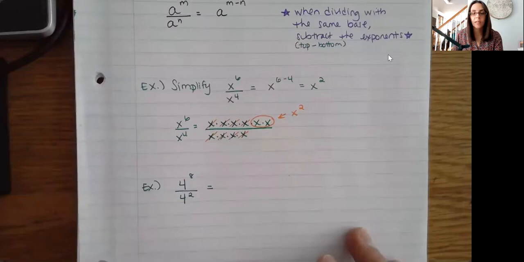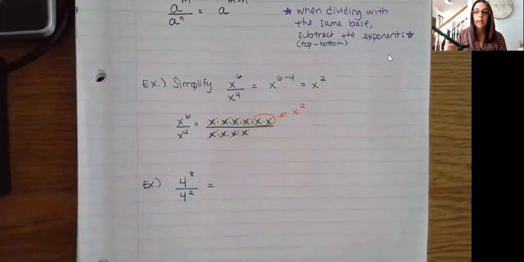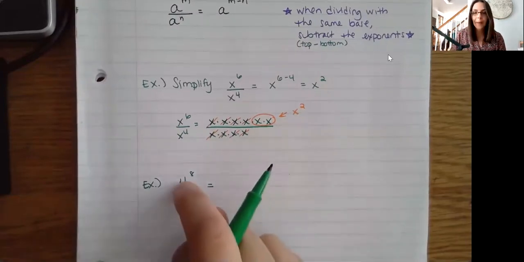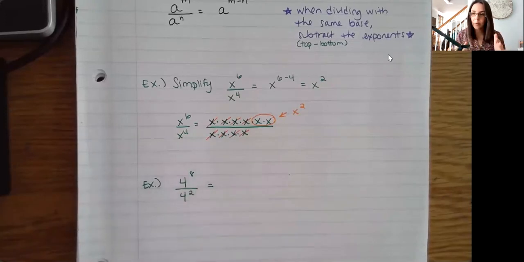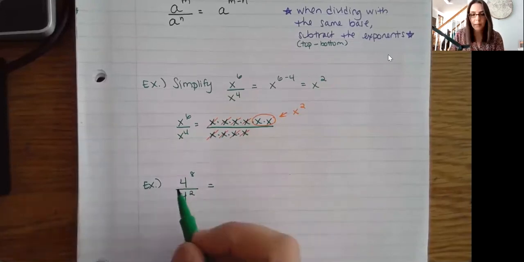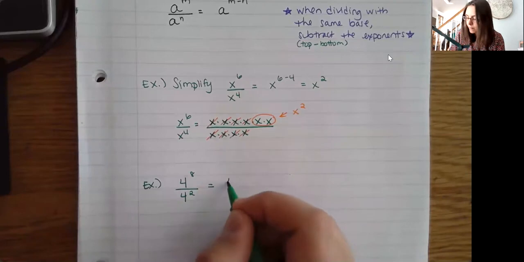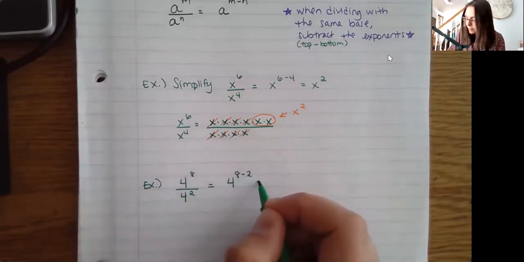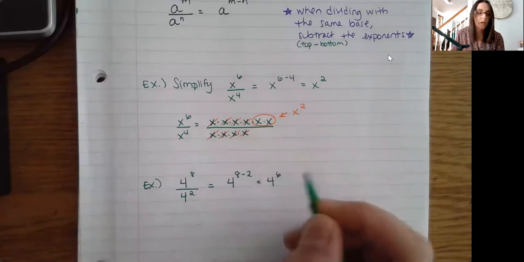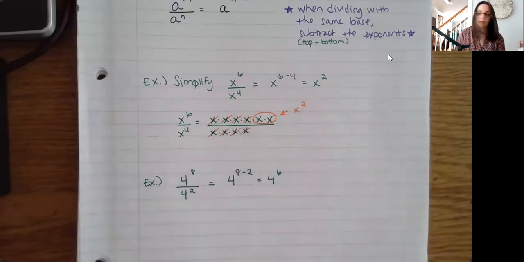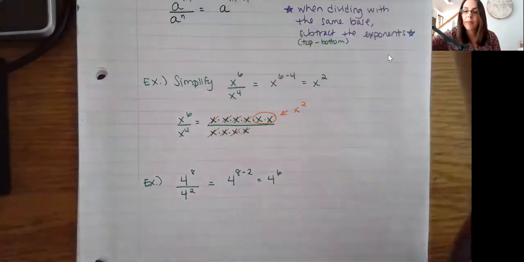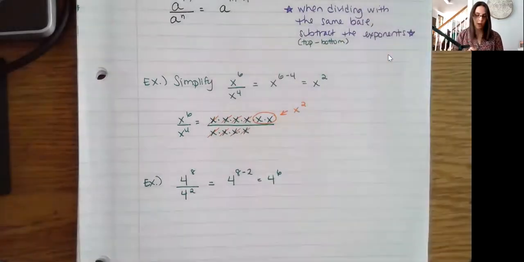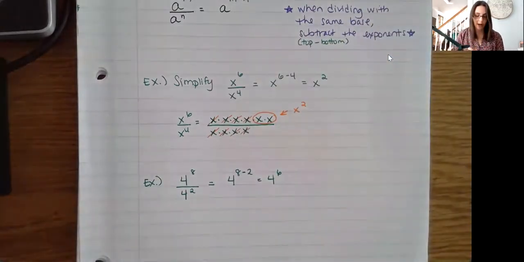So here I have 4 to the 8th divided by 4 to the 2nd. Now I am using numbers here, but because they are the same base with exponents, it's still fine. So my base in both cases is 4. And then I subtract top minus bottom. So this becomes 4 to the 6th. Now, if I wanted to go ahead and multiply that out, I could. So this is one where it's pretty large, so I would definitely get my calculator out here.